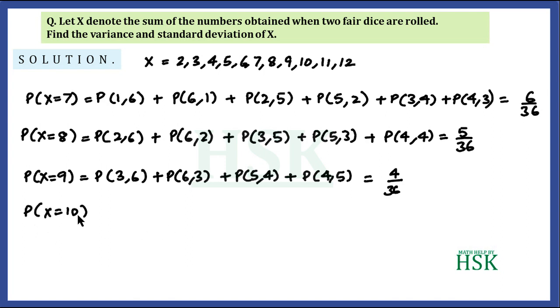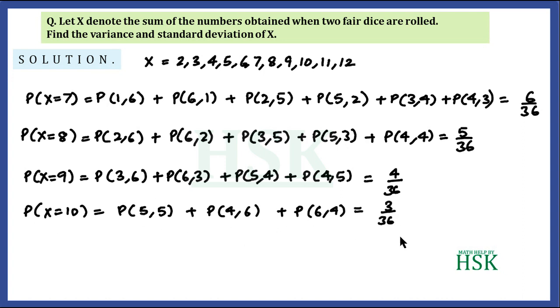Probability of getting x equal to 10, that is total equal to 10, would be obtained when we get 5, 5 or 4, 6 or 6, 4. So adding all these probabilities, I'm going to get 3 by 36. Probability when x is equal to 11, that is total is equal to 11, would be obtained when we get 6, 5 or 5, 6. So this would be equal to 2 by 36.